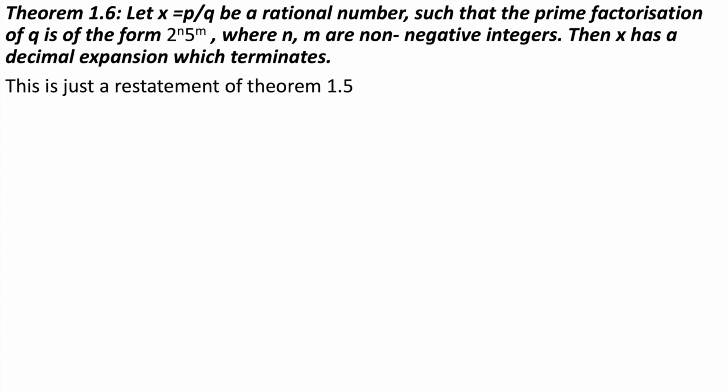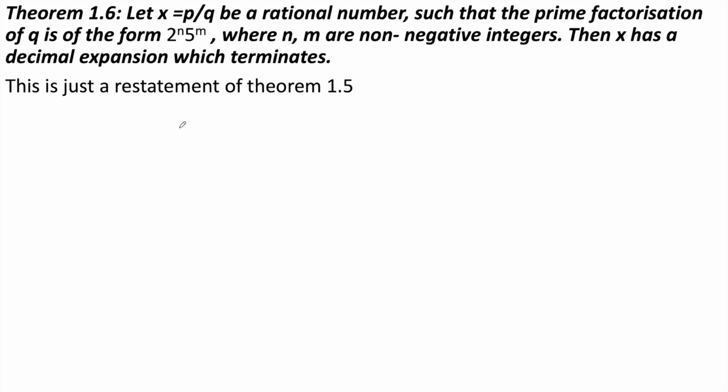Then come to theorem 1.6. Theorem 1.6 is: let x equal to p by q be a rational number such that the prime factorization of q is of the form 2 raised to n, 5 raised to m, where n and m are non-negative integers. Then x has a decimal expansion which terminates. This is just a restatement of theorem 1.5, but with a bit of change. Let us check that with an example.